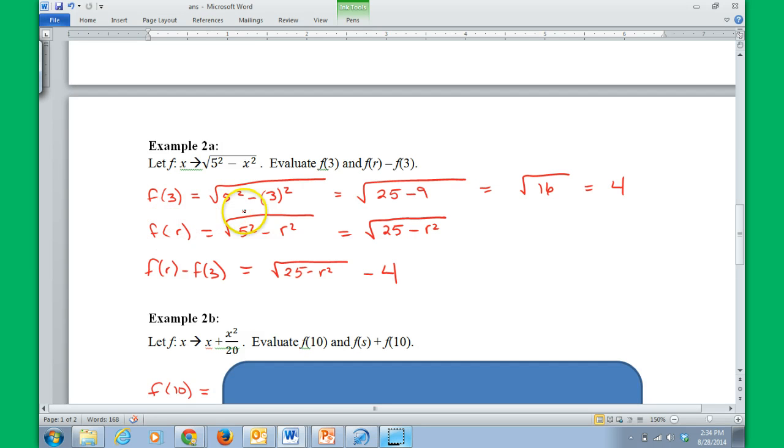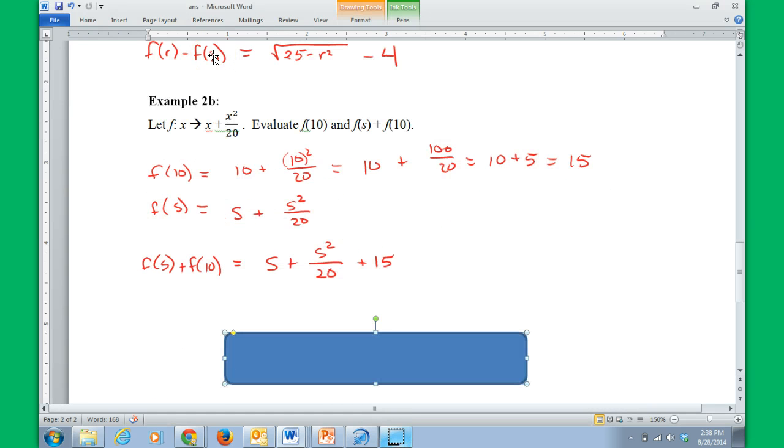The next part I wanted to find was f of r. I'm just replacing the x with an r. There's not really anything I can do with that, is there? No. So then if I wanted to find f of r minus f of 3, I'm really just taking this minus this and setting it together. So on this last example, this is what you should end up as your final.